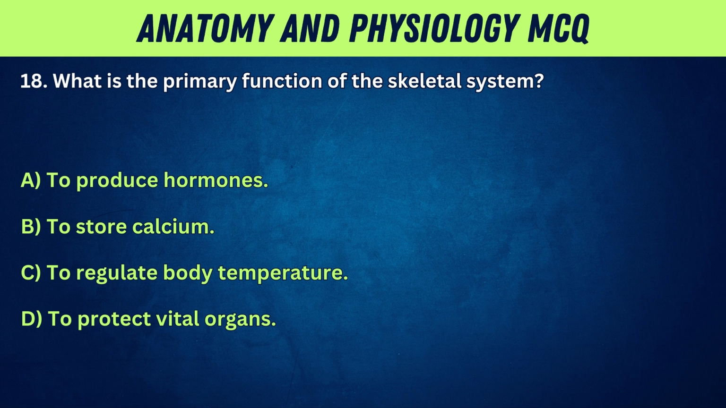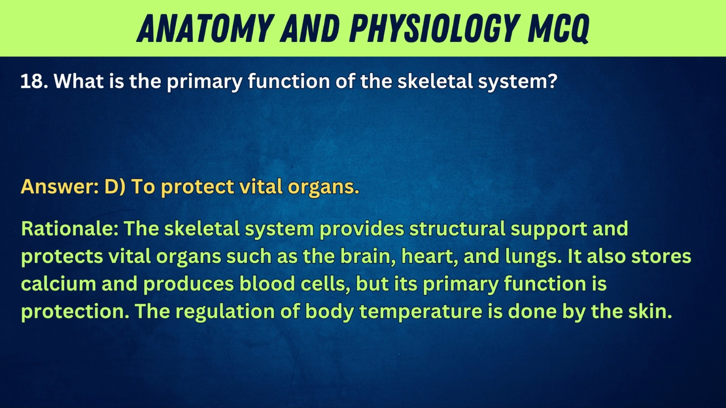18. What is the primary function of the skeletal system? A. To produce hormones. B. To store calcium. C. To regulate body temperature. D. To protect vital organs. Answer: D. To protect vital organs. Rationale: the skeletal system provides structural support and protects vital organs such as the brain, heart, and lungs. It also stores calcium and produces blood cells, but its primary function is protection. The regulation of body temperature is done by the skin.